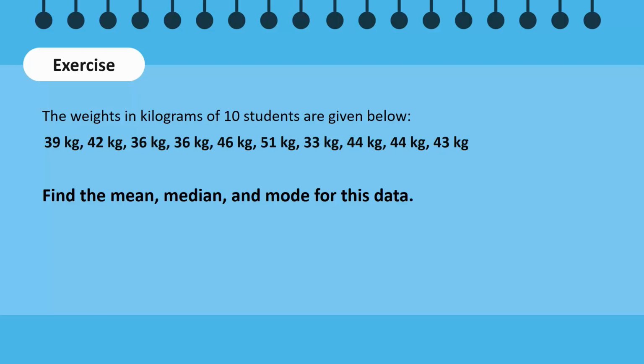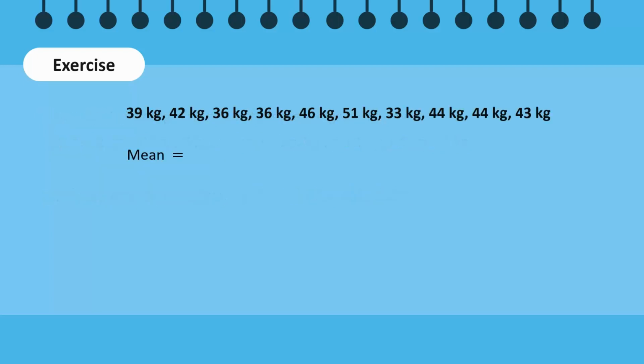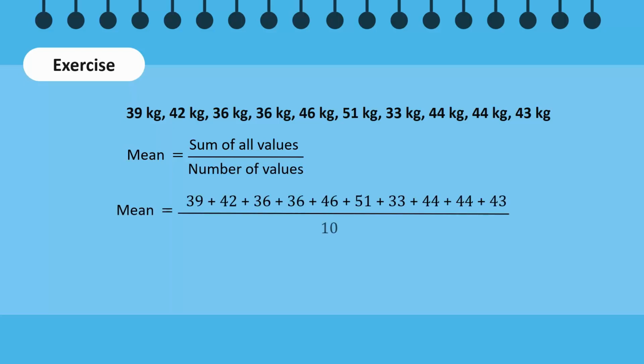Let's begin by calculating the mean. We know that to find the mean, we find the sum of all values and divide it by the number of values. The sum of these values is equal to 414. Divide this by the number of values, 10, and the mean weight for these students is 41.4 kilograms.